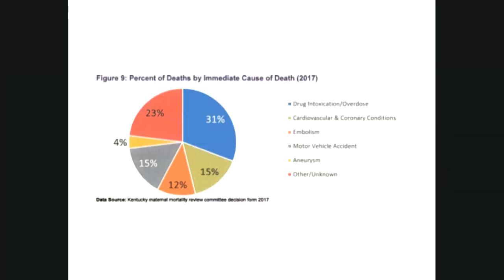This graph goes on to show the top causes of maternal mortality in the state of Kentucky. As you can see, the leading cause is drug intoxication and overdose. That 31% is thought to be actually higher because a lot of the drug intoxication overdoses are marked as cardiovascular and coronary conditions, although the leading cause was likely IV drug use.